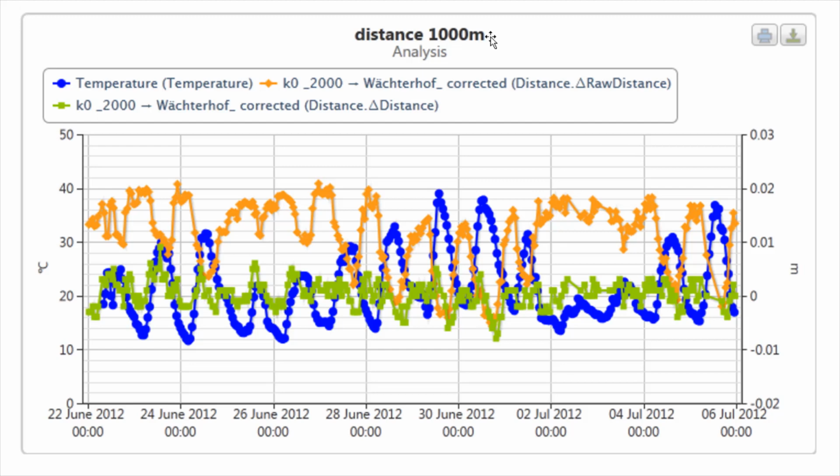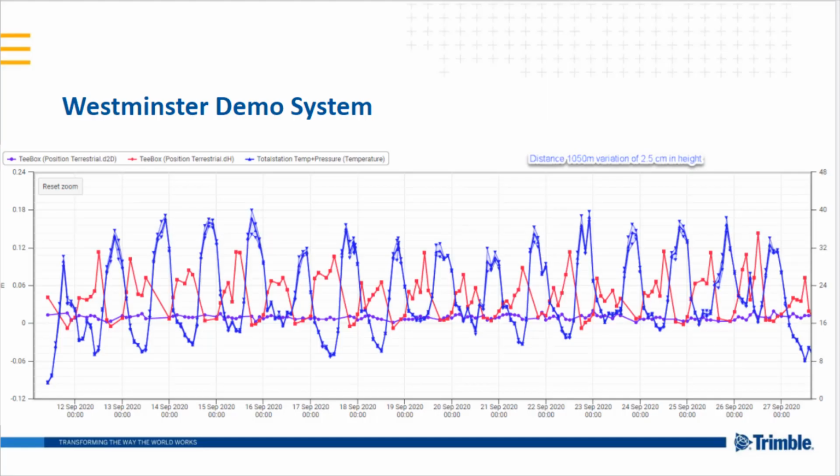So with shorter distances or less temperature variations, the correction would be smaller. Even so, T4D is correcting the distance based on temperature and pressure. Many customers still see daily variations in their charts, especially with longer distances. Here you can see an analysis from our Westminster demo system. We have variations up to 30 degrees. And you can see that the red, the height component, is varying around 2.5 centimeters per day.